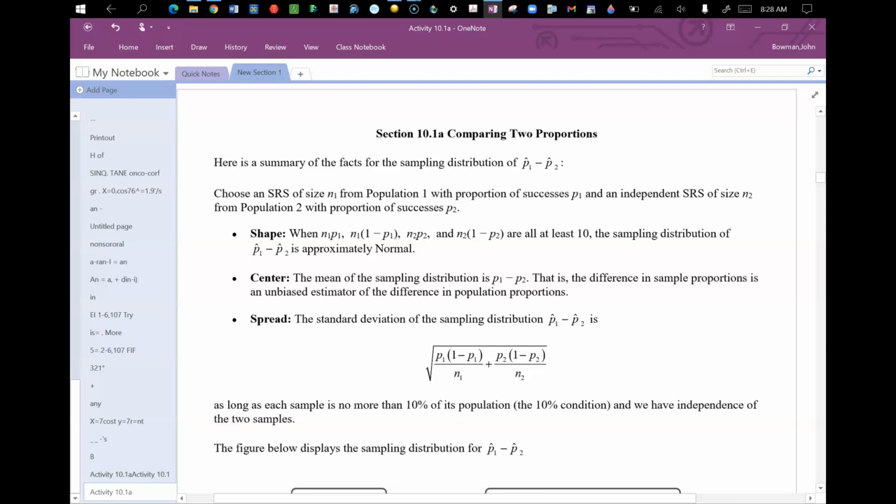So here's a summary of the facts about the sampling distribution of the difference of sample proportions. The shape: when all of those n1 p1s and n1 times 1 minus p1s, etc., are at least 10, the sampling distribution of the differences is approximately normal. The center, the mean of that sampling distribution, is the difference of the two population proportions. And the standard deviation is given by this formula right here.